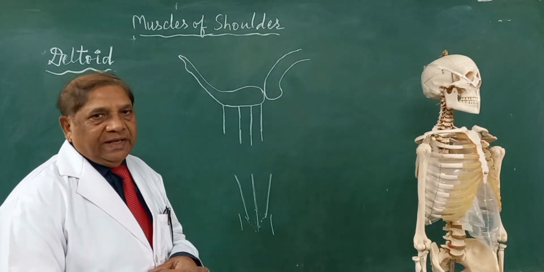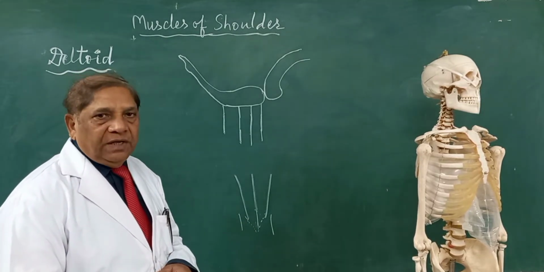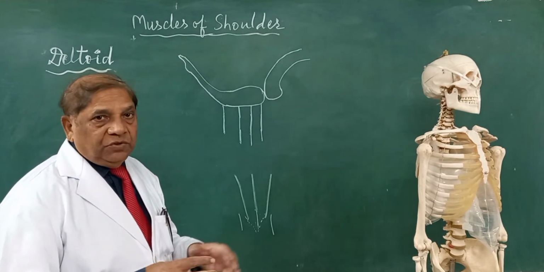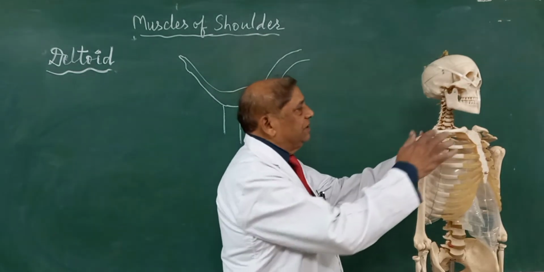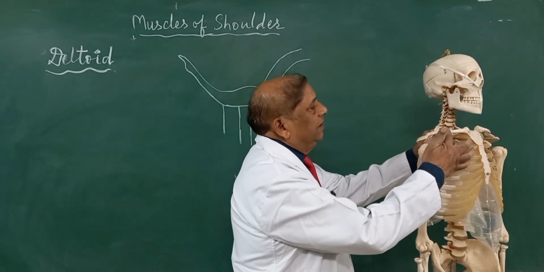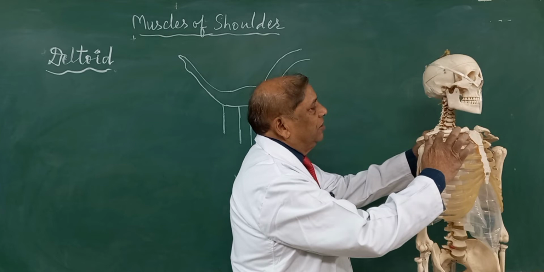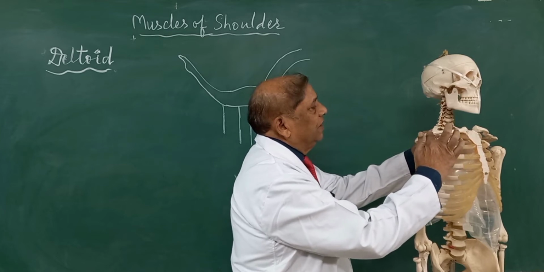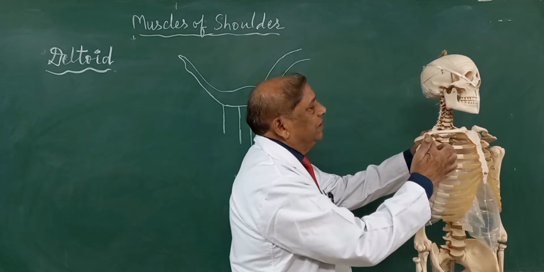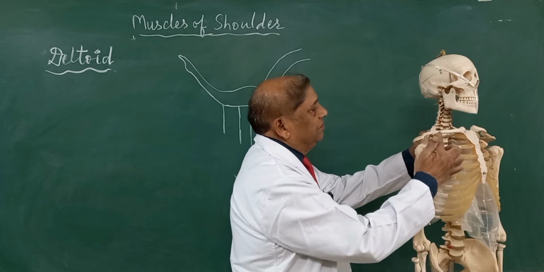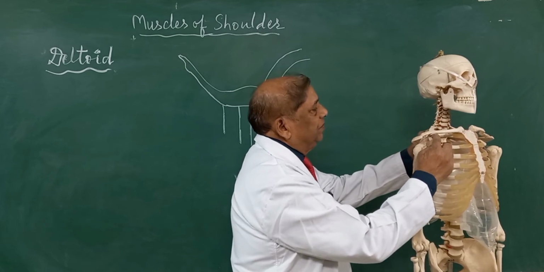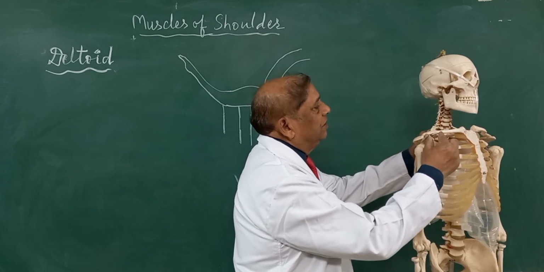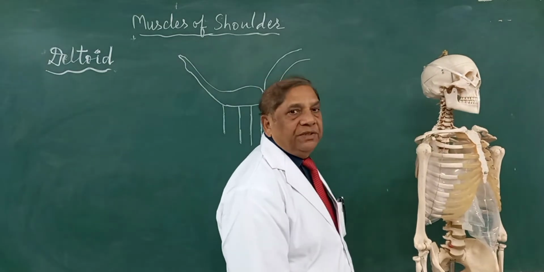the two bones, clavicle and scapula, in three different parts. Though the bones are two, the origin is in three different parts. This muscle takes origin from the lateral 1/3 of the clavicle from its anterior border and a little margin of the superior surface, which gives origin to the clavicular fibers of the deltoid.